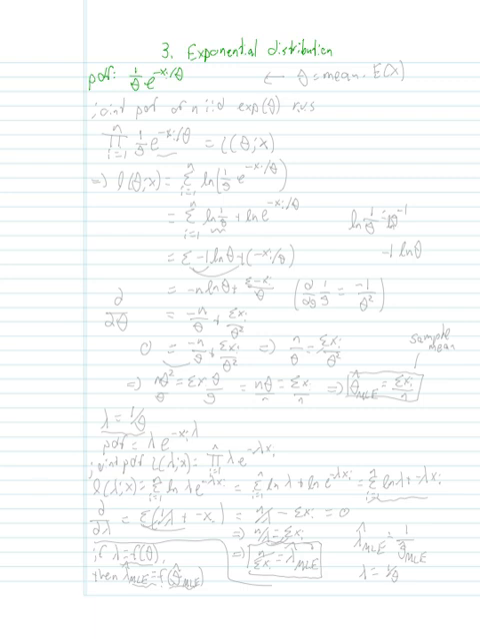Now, the joint PDF of our sample of n IID, independent and identically distributed exponential random variables, it's going to be the product from i equals 1 to n, 1 over theta e to negative xi over theta. And since this is the joint PDF, this is the likelihood function we have.